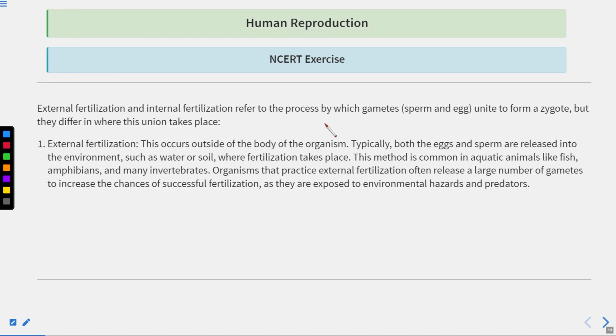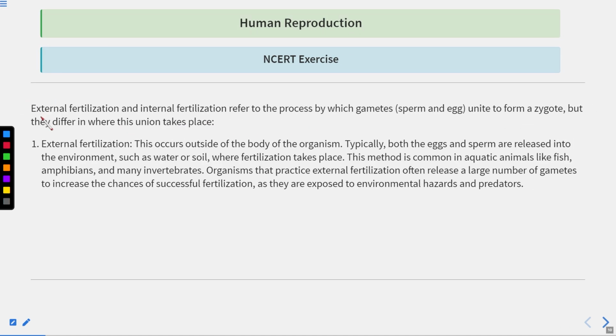Clear? Now let's talk about external and internal fertilization. External fertilization and internal fertilization refer to the process by which male and female gametes, sperm and egg, unite to form the zygote, which is a diploid structure, but they differ in where this union takes place, meaning inside the body or outside the body of the organism.